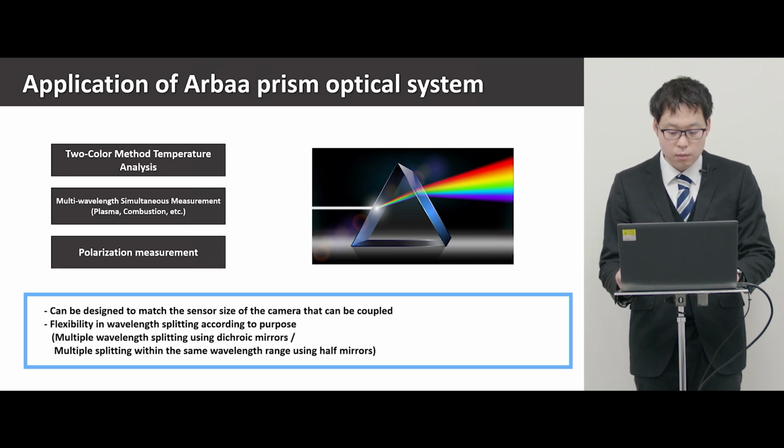Furthermore, as a custom solution, it can be designed to match the sensor size of the camera and offer flexibility in wavelengths, splitting according to the purposes. It enables splitting into multiple wavelengths using dichroic mirrors, or multi-splitting within the same wavelength range using half mirrors.